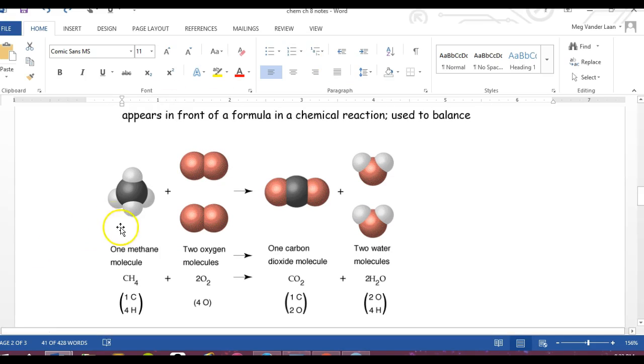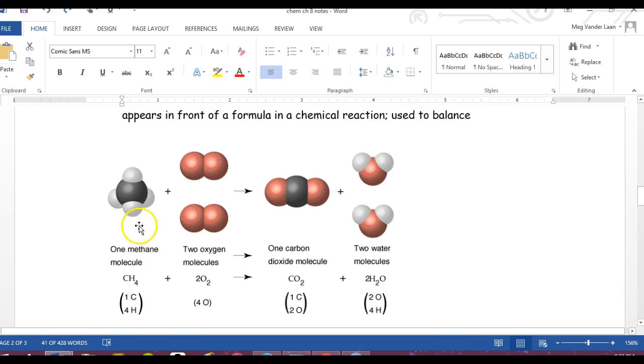So if we look at when we have a chemical reaction and what's actually taking place, we have to look at each atom that is in that chemical formula and how it's going to be rearranged and make new products on the other side.